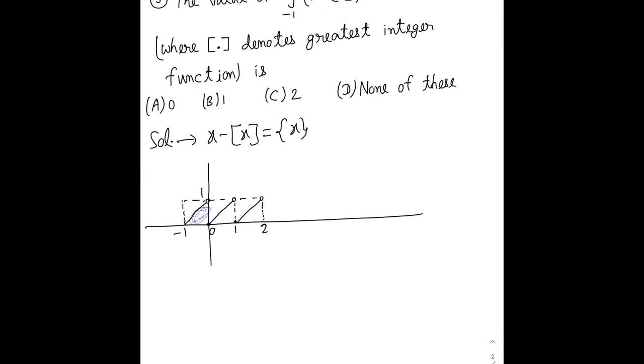So what is the area of this triangle? Area of this triangle is nothing but half into base into height; base is 1, height is also 1. There are two triangles, both having area half into base and height, both are 1. So when you calculate, you will get 1. So it would be B.